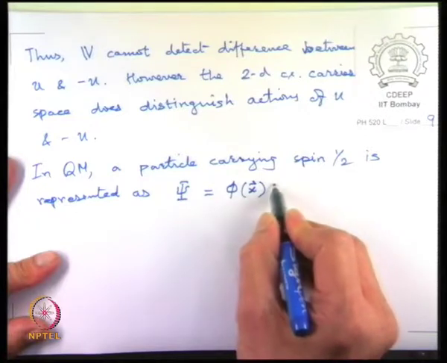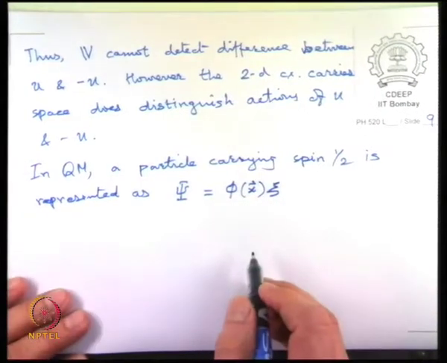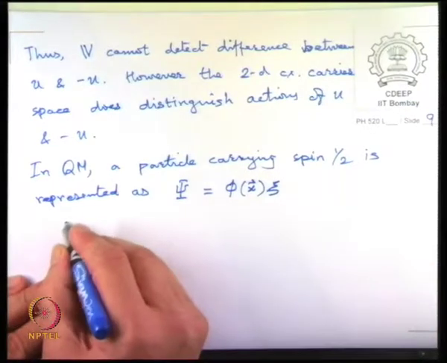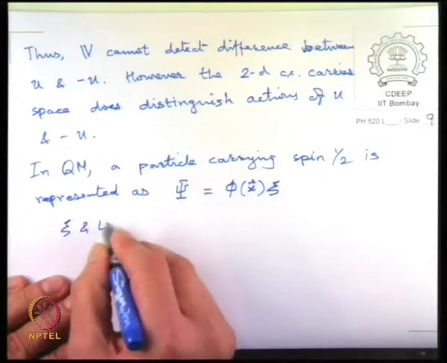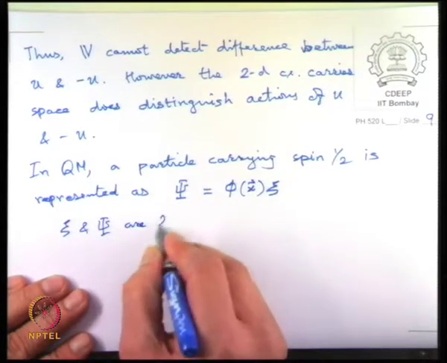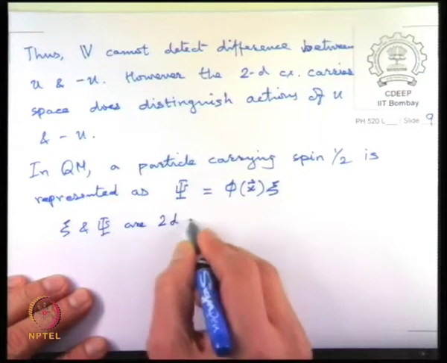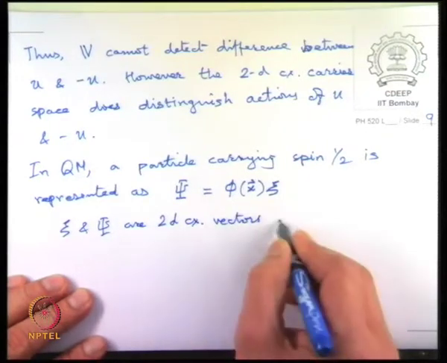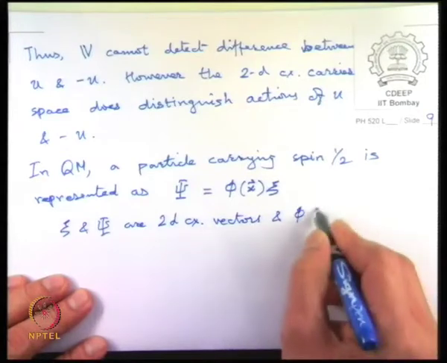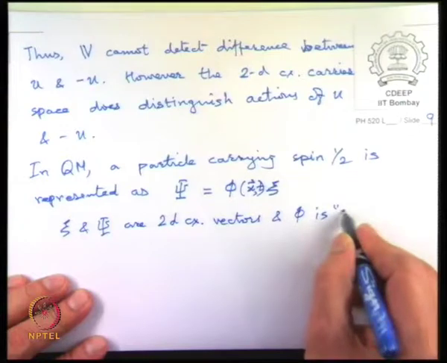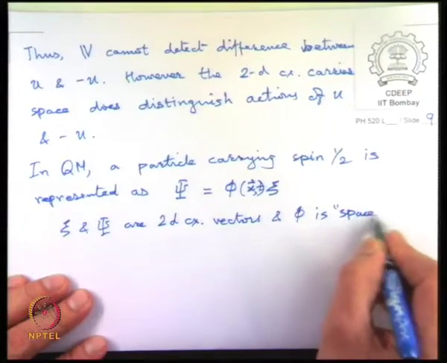Times psi, where psi and psi are two-dimensional complex vectors, and phi is the space part. Well, if you want to put t, you put t, the space-time part.